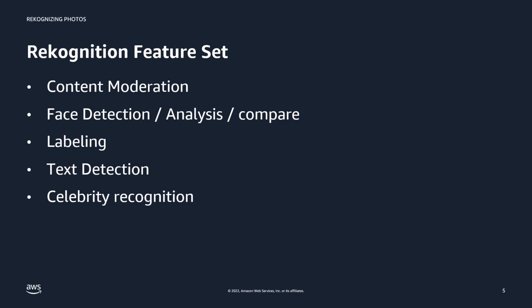Next, let's talk about face detection. So face detection is looking at a photo and determining whether or not there is a person's face in that photo. From there, we can extend into facial analysis. So looking at that face and determining is the face male or female, young or old, are they happy, are they sad, etc.